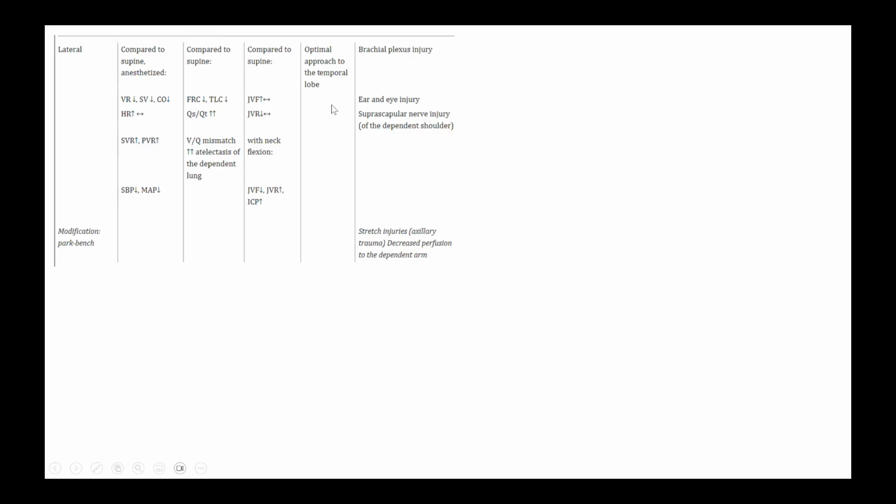And this position is adopted for major temporal lobe procedures by neurosurgeons or for shoulder surgeries by orthopedic surgeons. And the risks are brachial plexus injury, ear and eye injury, and suprascapular nerve injury. All these things can happen in the lateral position.